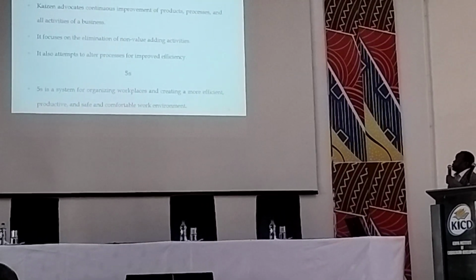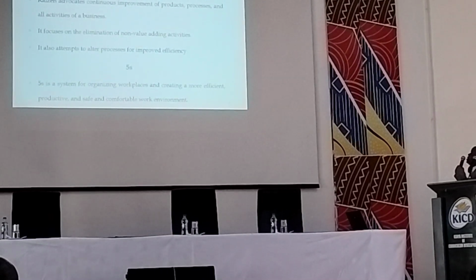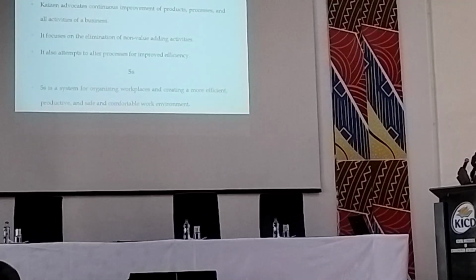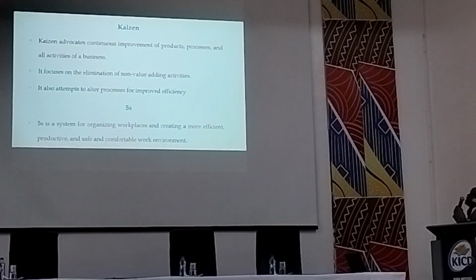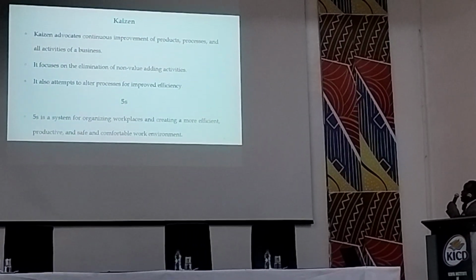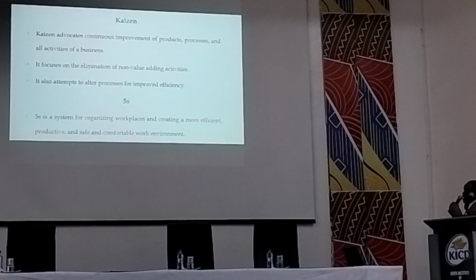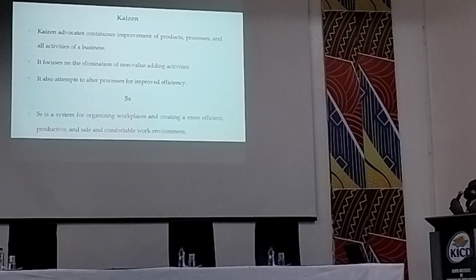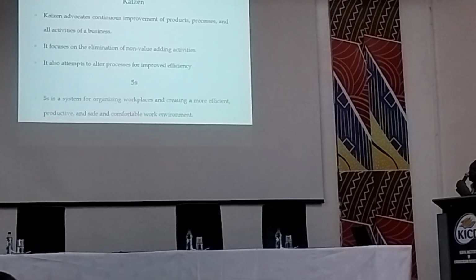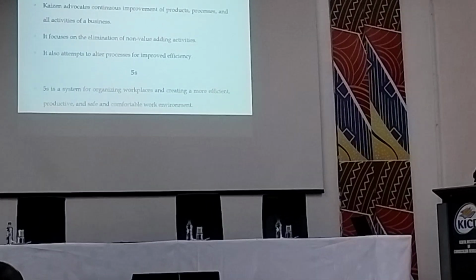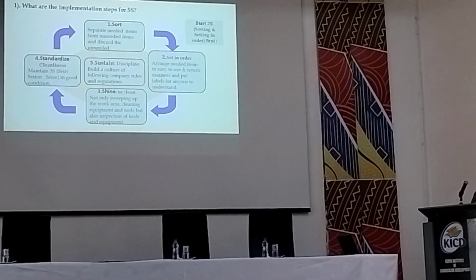Next slide. So Kaizen aims at improving the quality of products, processes, and all activities in the business. It also focuses on eliminating non-value adding activities. It also attempts to alter processes so that it can improve efficiency. On the other hand, 5S is a system for organizing workplaces, so that they are more efficient, productive, safe, and comfortable. Next slide. So what are the implementation steps for 5S?